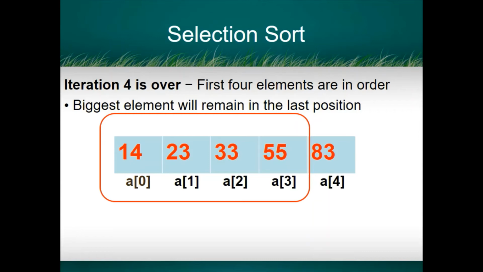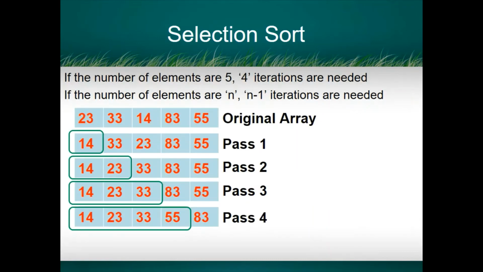Now in a nutshell, you can see that if the number of elements is 5, then 4 iterations are needed. If the input is 10, 9 iterations are needed. If the input is n, n number of elements, then we need n minus 1 iterations. Now we can see the original array.